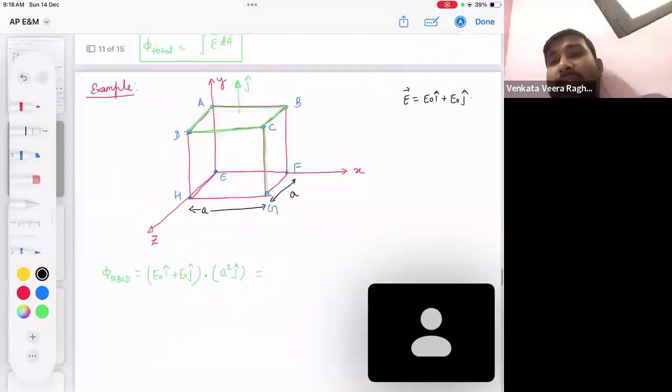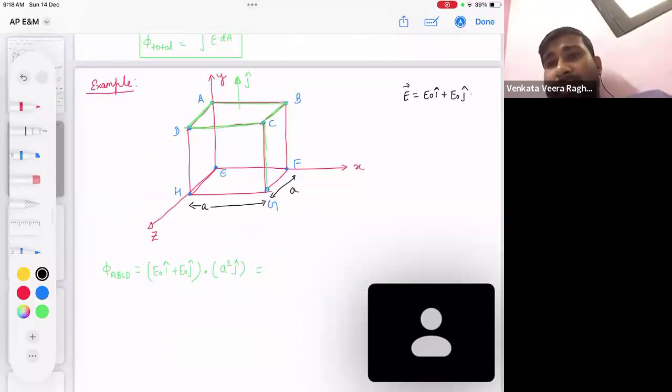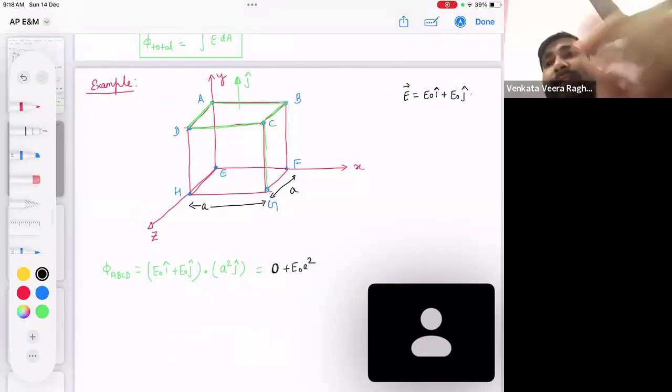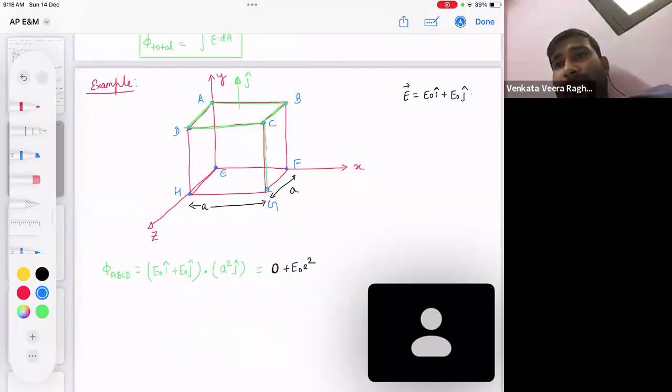So E dot A, if you do it, what are you getting? I cap dot I cap part is 0, isn't it? We don't have any I cap component in the area vector, plus E naught A square, that is the flux. Now if you calculate the flux through EFGH, can you tell me what will happen?